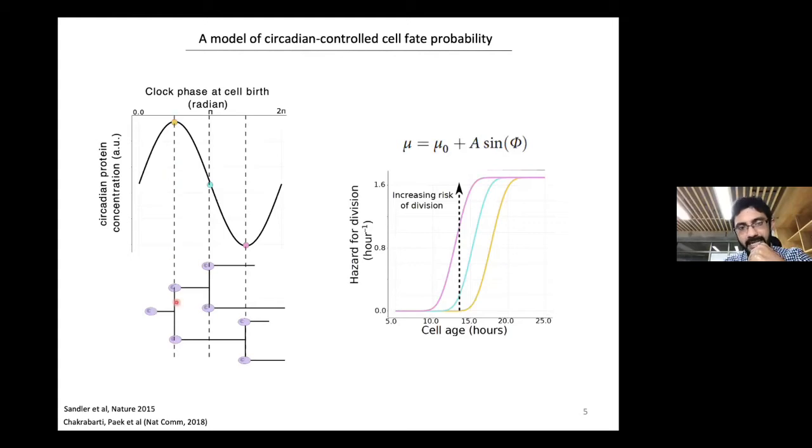Now that will set the hazard function for division. It will make the rate of cell division faster depending on the phase of the clock. But that does not necessarily mean that these two cells will divide exactly at the same time. These are probabilities. These hazard functions are not deterministic quantities. And this is going to be very important in the rest of my talk, the fact that there is some kind of heterogeneity.